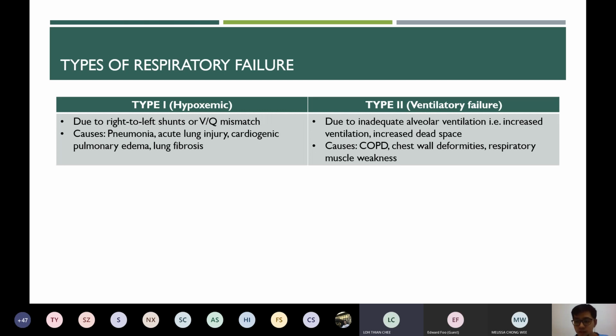Okay. So, doctor, I've read in Kumar and Clark that the most common cause of respiratory failure is COPD. Would you agree with that?